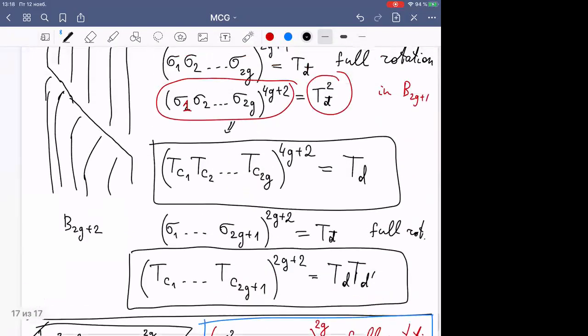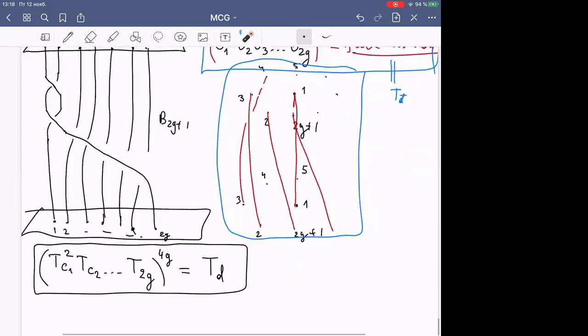Look, it is interesting that this twist about the boundary component, we may write it either as 4g plus second power of some element, or as 4g power of some other element. So surprisingly, both situations are possible.